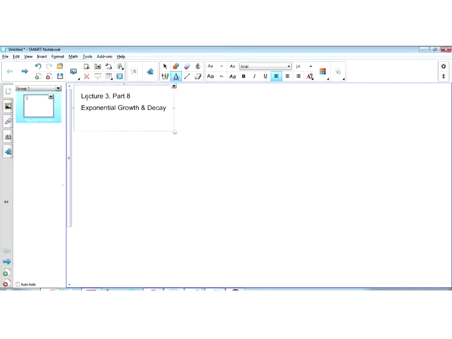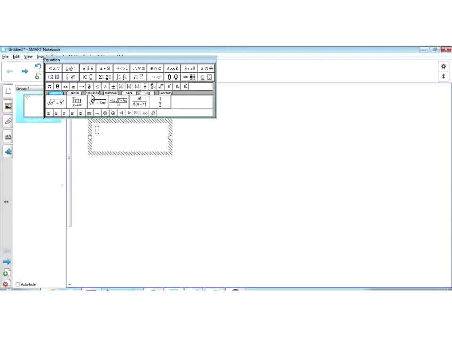Okay, and so what we mean by this is, let me see if I have a math tool for it. Insert math equations. Let's see, does calculus have a, yes, they do. Okay.